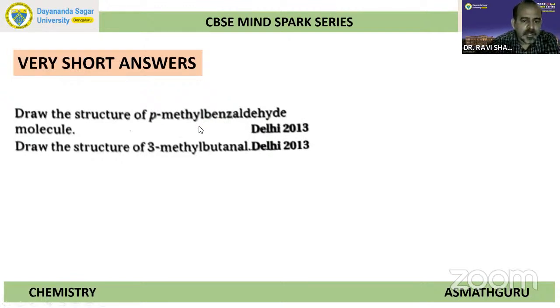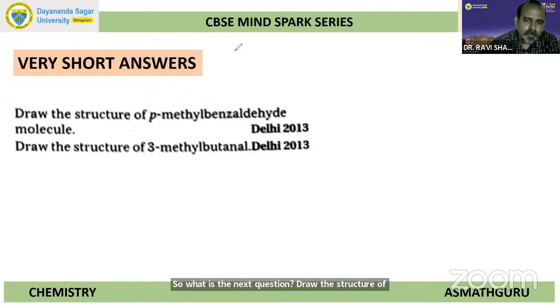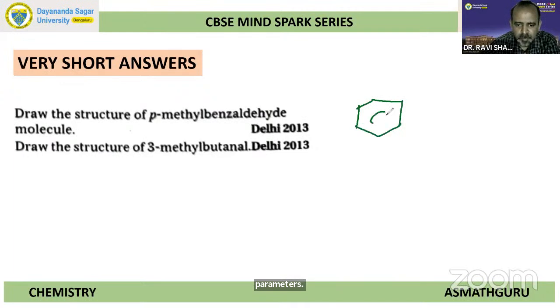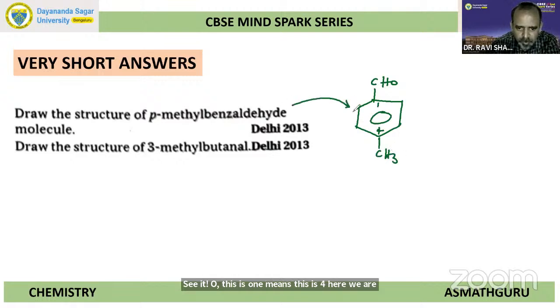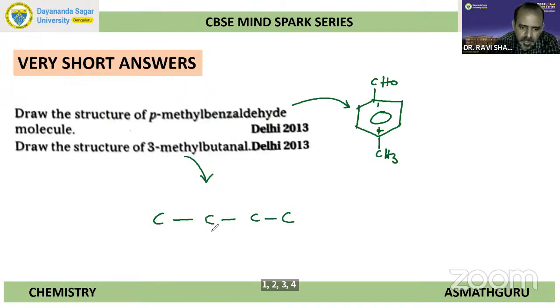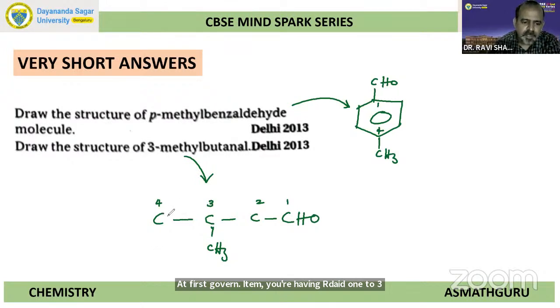So what is the next question? Draw the structure of para-methyl benzaldehyde. What is benzaldehyde? You know that one, no? CHO. Para means this is 1, this is 4. The position is 4. Here we are having CH3. What is 3-methyl butanal? How many carbon atoms? 1, 2, 3, 4. 3-methyl means at the third carbon atom you have CH3. At the first carbon atom you have the aldehyde. 1, 2, 3, 4. Then fill up the valency of carbon. Sir, CH3, CH, CH2.